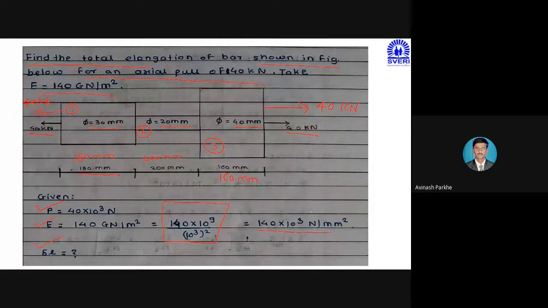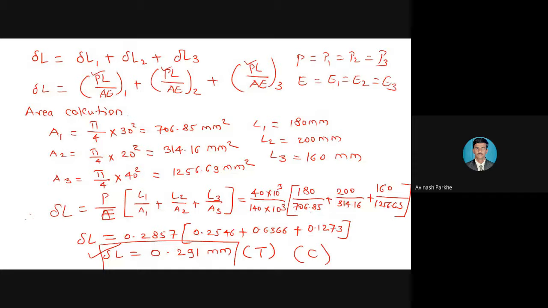Based on this, in the last lecture we solved this particular problem in front of you. One bar is subjected to a 40 kilonewton external force. All three diameters and all three lengths are given, and only one Young's modulus is given. This calculation is in front of you: total deformation is equal to delta L1 plus delta L2 plus delta L3. Before the calculation, first of all we calculated A1, A2, and A3. The three diameters are given for the three sections.